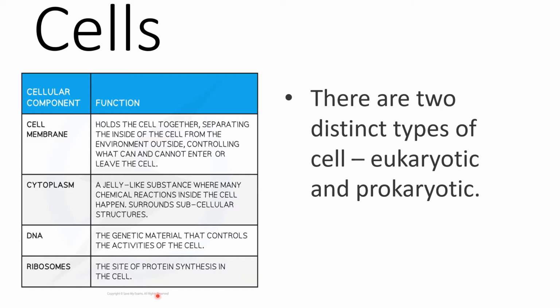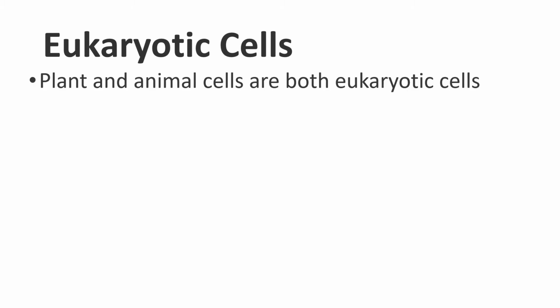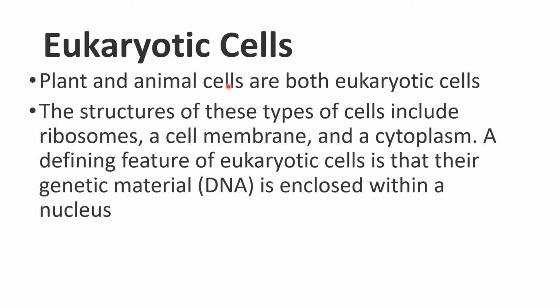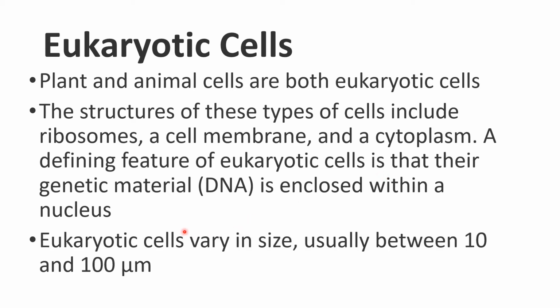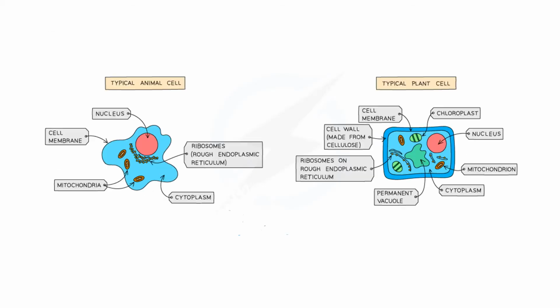Now there are two different types of cells. There are eukaryotic cells and there are prokaryotic cells, and we're going to explore these differences right now. Eukaryotic cells are the cells which animals and plants are made up of. The structures of these types of cells include ribosomes, cell membrane, and cytoplasm. The defining feature of a eukaryotic cell is that their genetic material is enclosed within the nucleus. And eukaryotic cells vary in size and are usually between 10 and 100 micrometers.